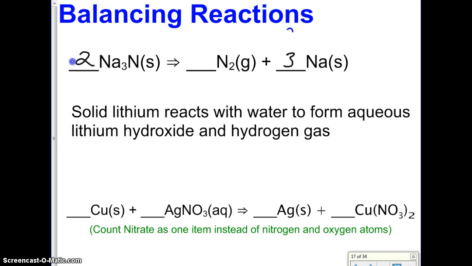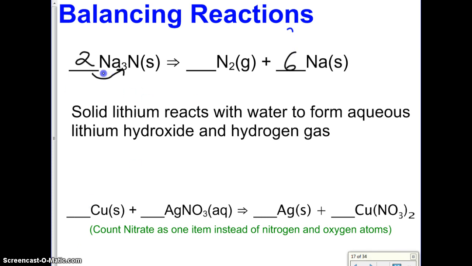Now that causes a problem. This 2 also goes to my sodium, so 2 times 3 actually gives me 6. So it's okay to go back and change numbers that are previously there, that you've already put there. So by doing this, that gives me 6 sodiums and 2 nitrogens. Well, I have 2 nitrogens, how can I get 6 sodiums? By putting a 6 out in front. So that guy's now balanced.